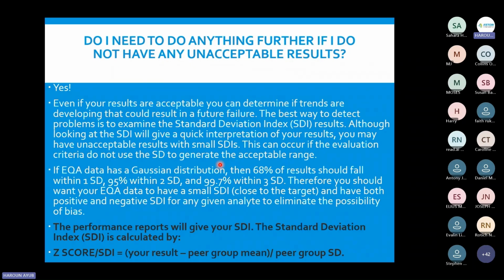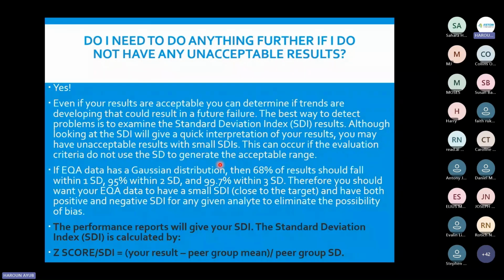Although looking at the SDI will give you a quick interpretation of your results, you may have unacceptable results within small SDIs. This can occur if the evaluation criteria do not use the SD to generate the acceptable ranges. If your EQA data has a Gaussian distribution, then 68% of results should fall within 1 SD, 95% within 2 SDs, and 99.7% within 3 SDs. Therefore, you should want the EQA data to have the smallest SDIs, closer to the target, and have both positive and negative SDIs for any given analyte to eliminate the possibility of bias.